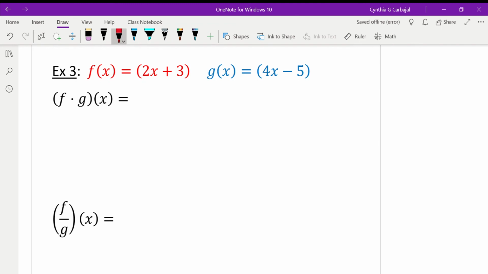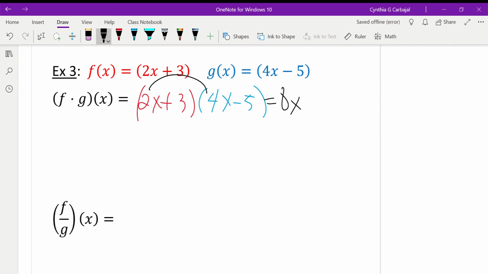We're going to multiply 2x plus 3, parentheses, now I'm going to multiply it times the g of x, which is 4x minus 5. We're going to do the rainbow method, or 4 if you want. 2x times 4x is 8x squared. 2x times negative 5 is negative 10x. Then we move on to the 3. 3 times 4x is positive 12x, because the 4 has an x. And 3 times negative 5, negative 15.